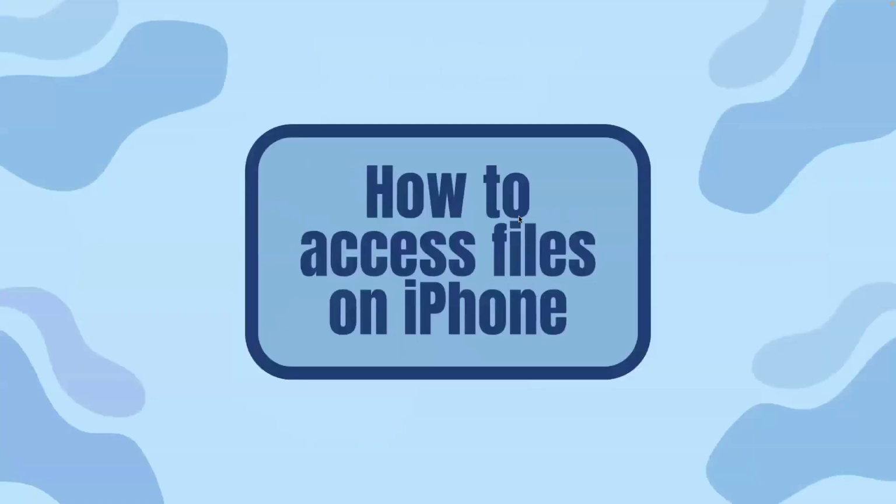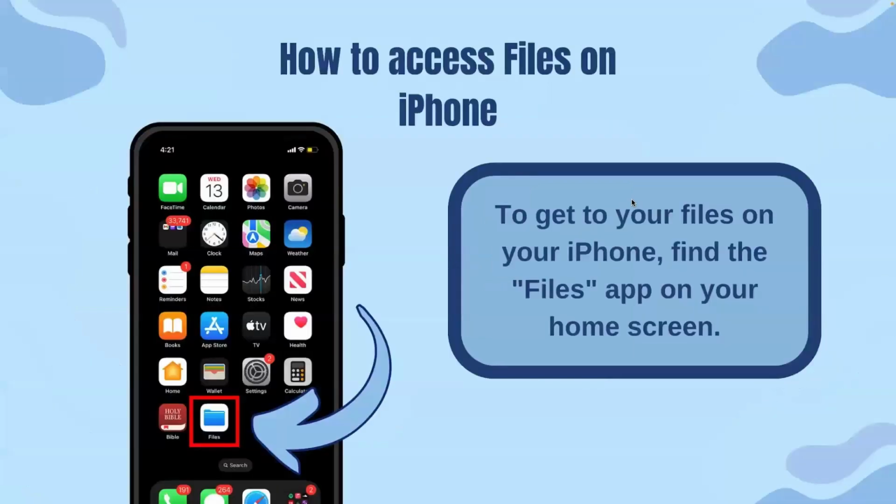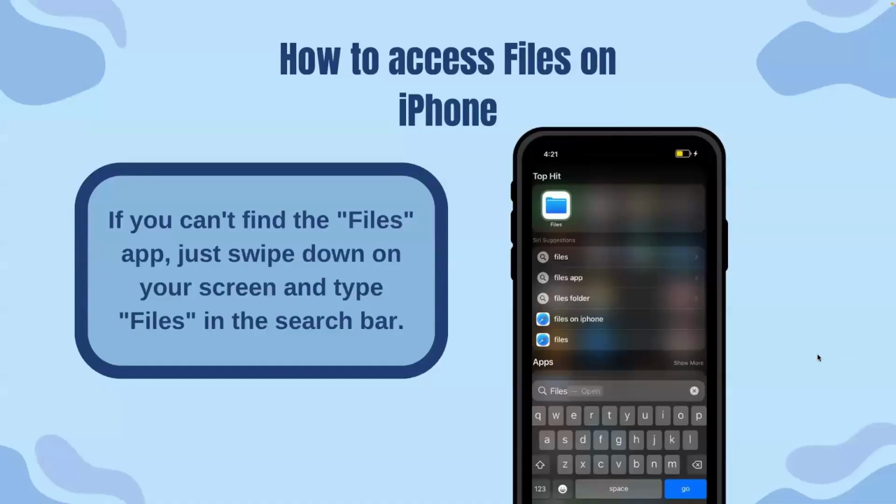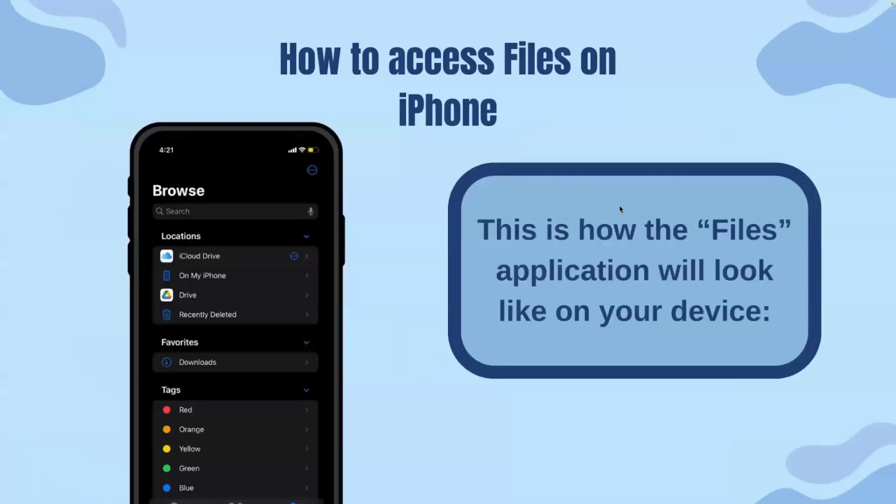How to access files on iPhone. To get to your files on your iPhone, find the Files app on your home screen. It should look like this. If you can't find the Files app, just swipe down on your screen and type Files in the search bar, and that will look like this. This is how the Files application will look on your device.